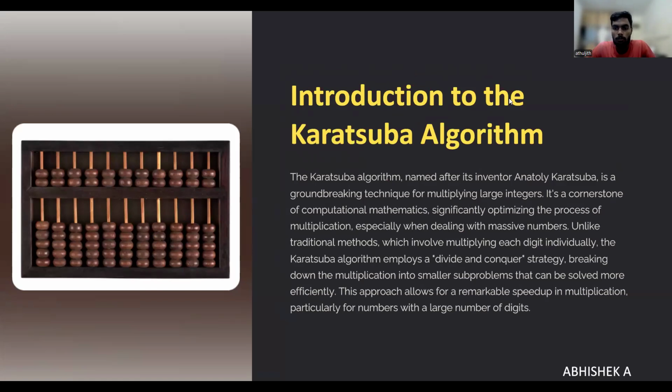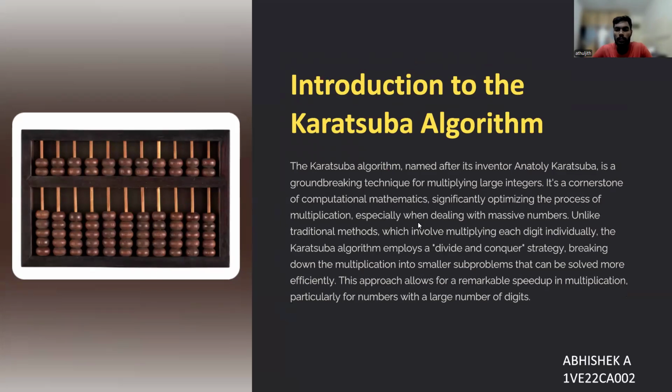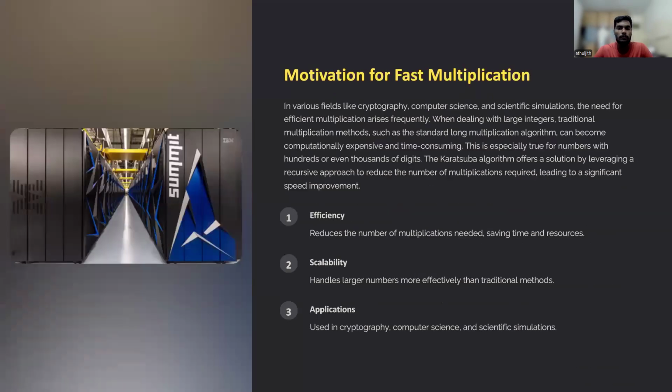The Karatsuba algorithm, named after its inventor Anatoly Karatsuba, is a groundbreaking technique for multiplying large integers. It is a cornerstone of computational mathematics, significantly optimizing the process of multiplication, especially when dealing with massive numbers. Unlike traditional methods, which involve multiplying each digit individually, the Karatsuba algorithm employs a divide and conquer strategy, breaking down the multiplication into smaller subproblems that can be solved more efficiently. This approach allows for a remarkable speedup in multiplication, particularly for numbers with a large number of digits.